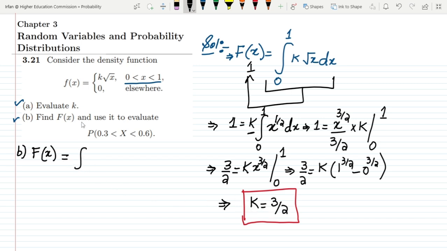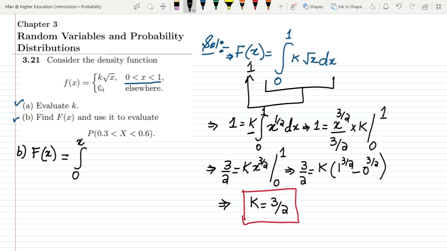I have to integrate my function from the starting point up to any point. Let me take it x, as we have done previously. So this x is any point in between 0 and 1. If I take the value of x and put it in this function, which I will find now, I will get the CDF of that function. This capital F of x is basically the CDF.